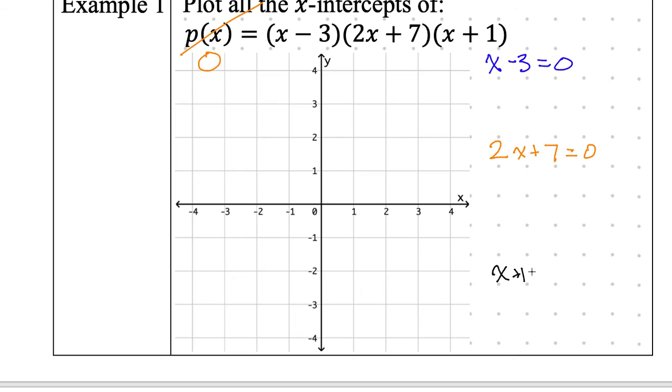X plus 1 is equal to 0. Give yourself some room because the 2x plus 7 is going to take at least 2 steps to complete. X minus 3 and x plus 1 just take 1 step.